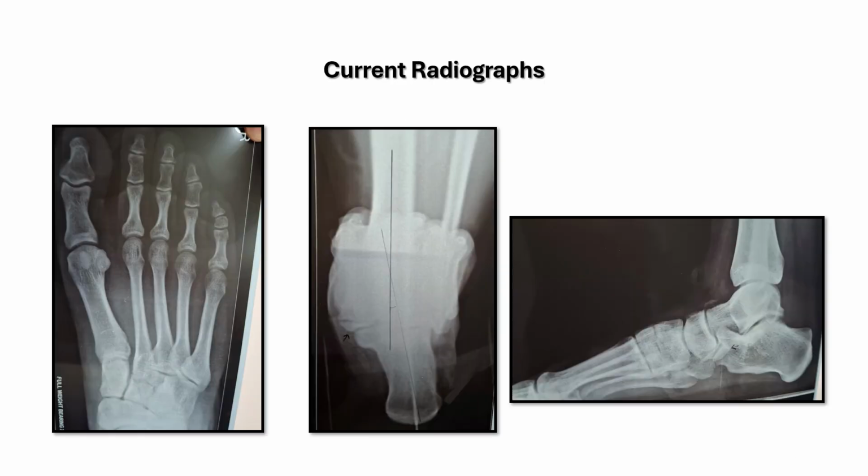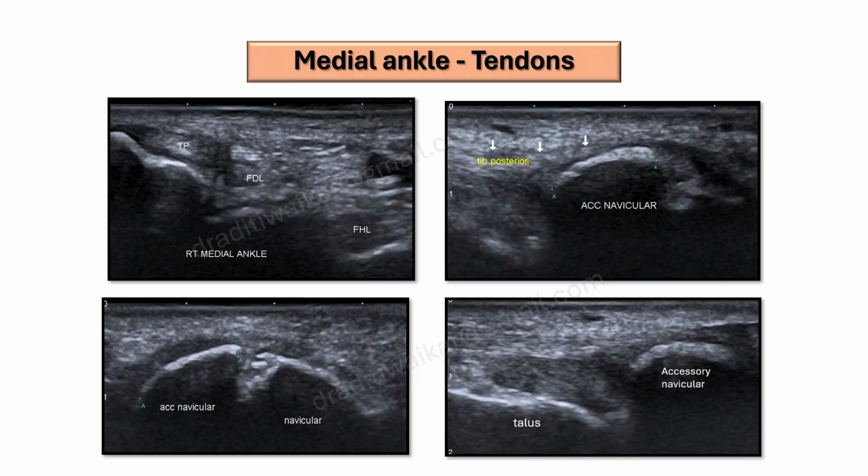These are his current radiographs, which demonstrate the heel valgus deformity. There is presence of accessory navicular bone lying posterior to the navicular. Lateral radiographs show some small osseous fragment lying on the dorsal aspect of the talar head. So this patient was referred to me to evaluate the medial compartment structures.